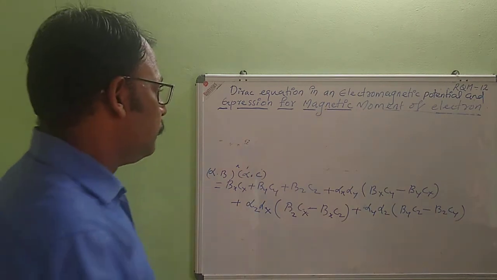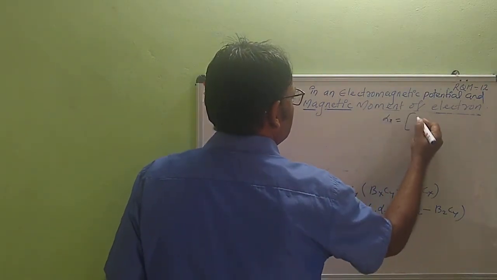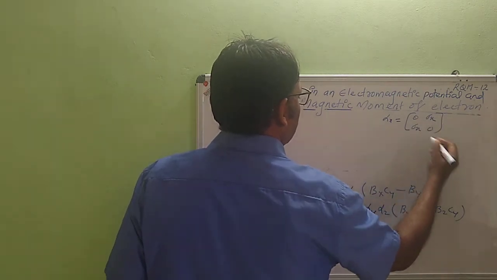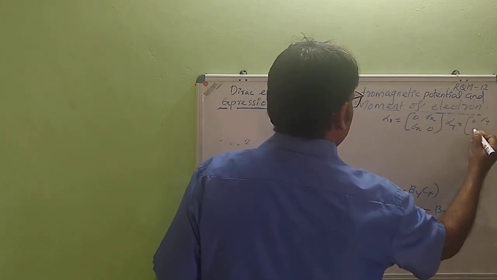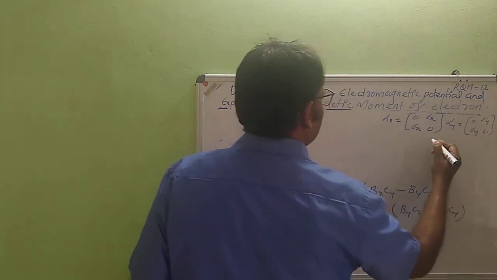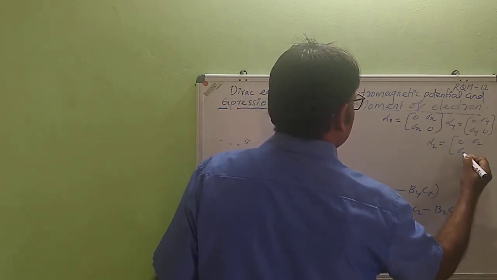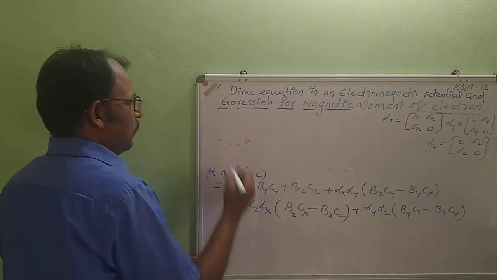Alpha x is 0 sigma x 0 sigma x 0. Alpha y is 0 sigma y 0 sigma y 0. Alpha z is 0 sigma z 0 sigma z 0. Now find the value of alpha x alpha y.